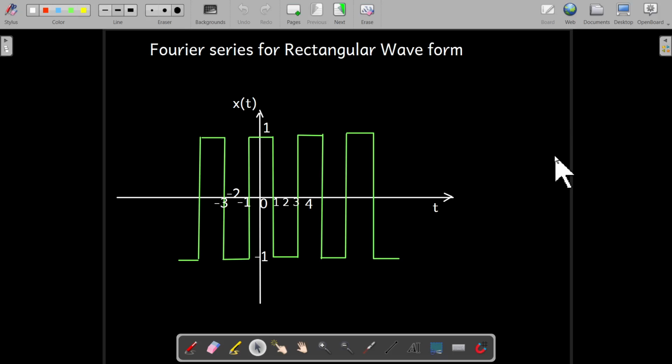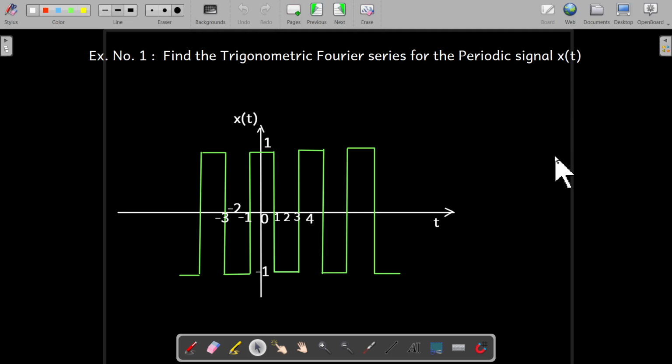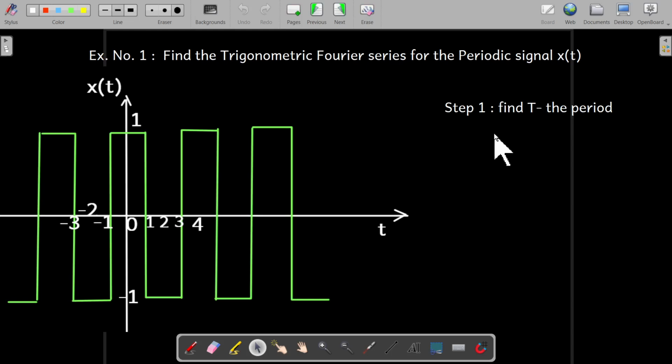Hello everybody. In this video, we are going to find the Fourier series for the rectangular waveform given. Along the x-axis we have the time and along the y-axis we have the amplitude given for the particular signal x of t. We are going to solve this problem step by step. So we go through the first step.